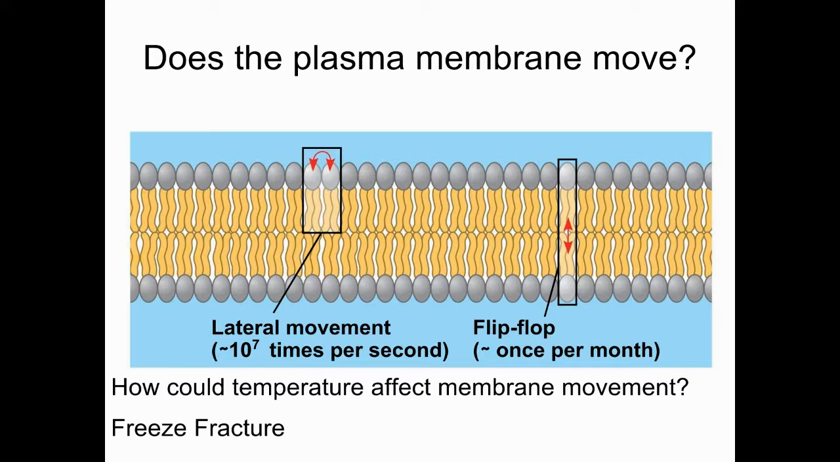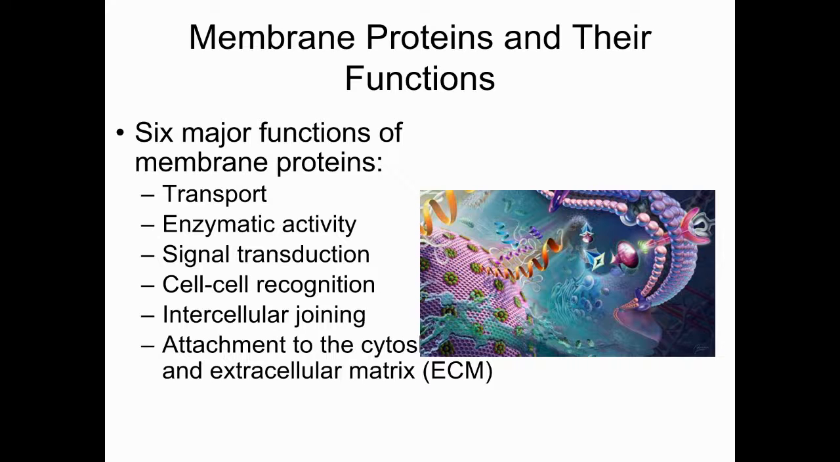Why is vertical movement a lot less likely to occur? Exactly. The hydrophobic tails are exposed when you have the vertical movement. So there are forces in play stopping that movement from occurring. All right, so just key things.